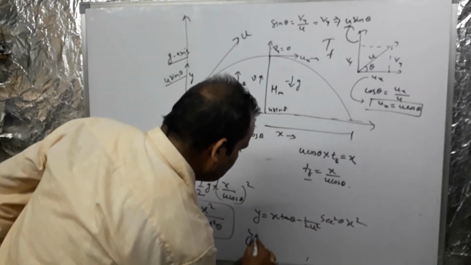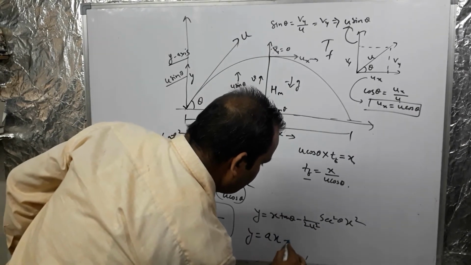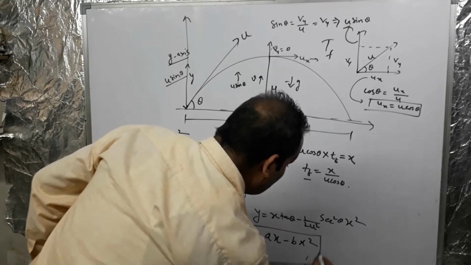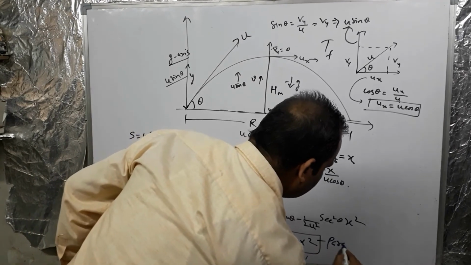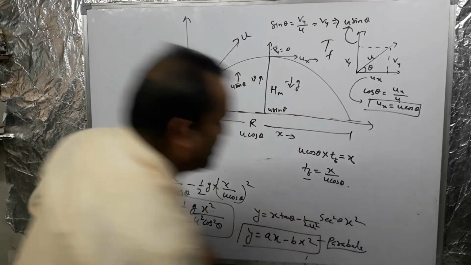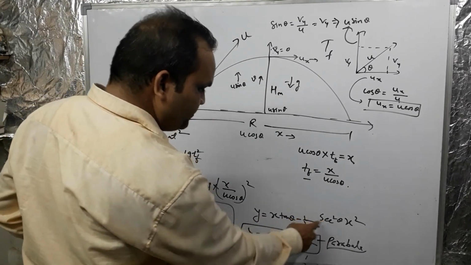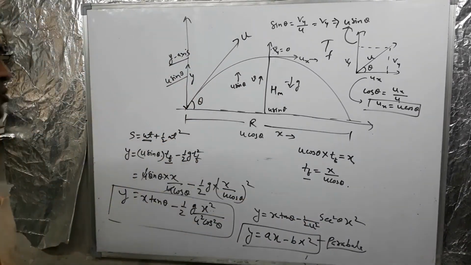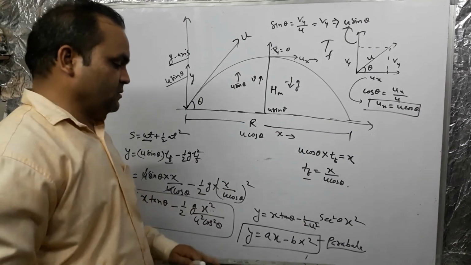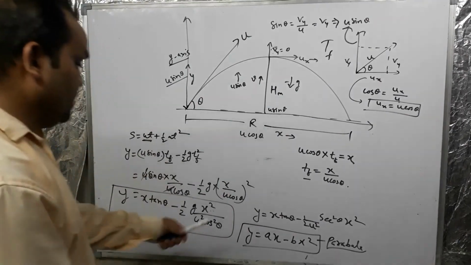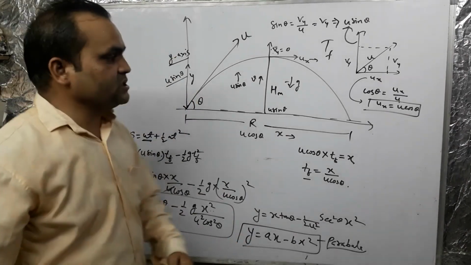So y is equal to ax minus bx square. What is it? It is the parabola equation. You can say a is tan theta, and b is sec square theta upon 2u square. These are two constants, but x and x square are the variables. So your equation is like that.